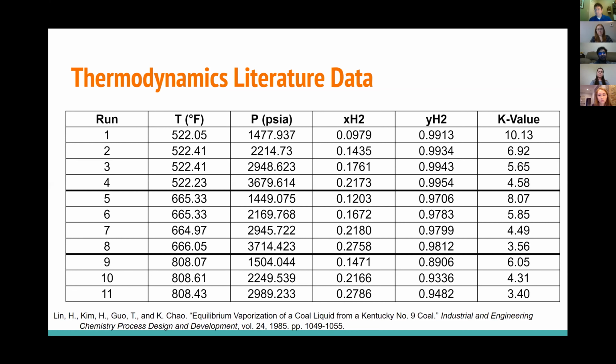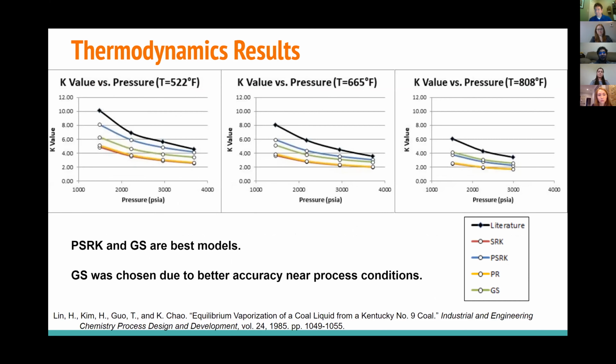So if we take a look at the graphs here on this next slide, we can see the results of the K values on these models. We ended up seeing that PSRK and Grayson-Street, GS here, were the best models, as these were closest to the literature K values. And we chose Grayson-Street due to its higher accuracy at the higher temperatures, as you can see in the graph for 808 degrees Fahrenheit.